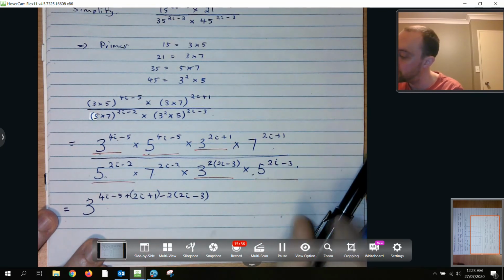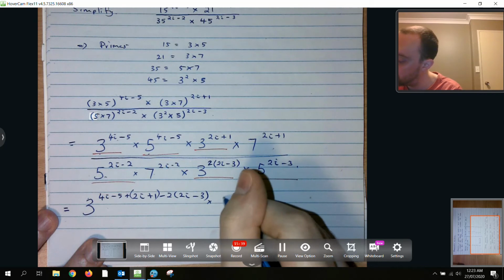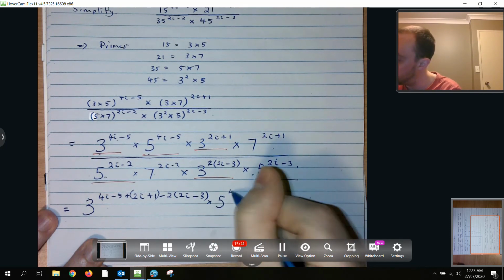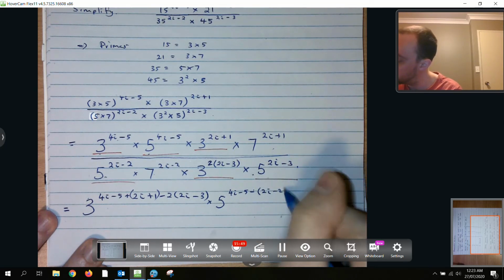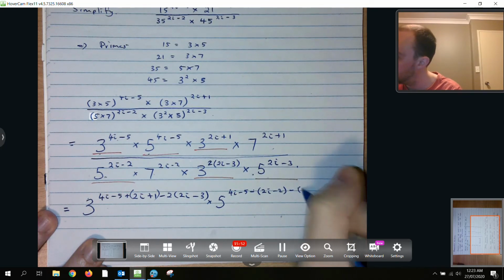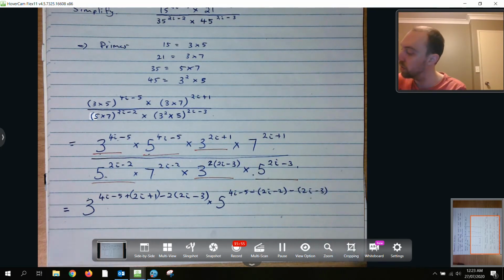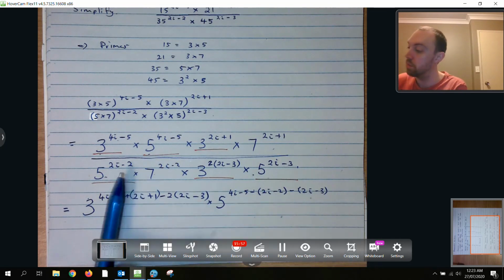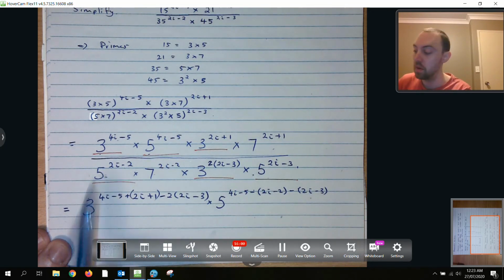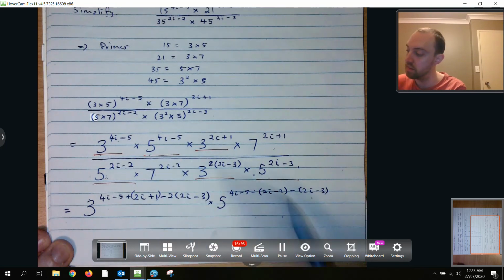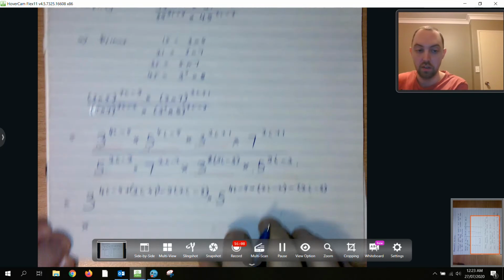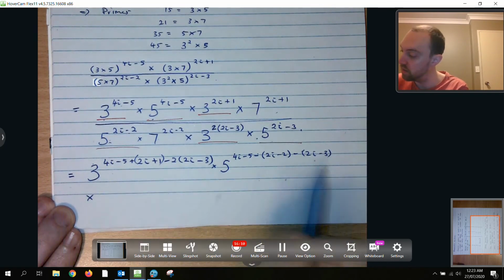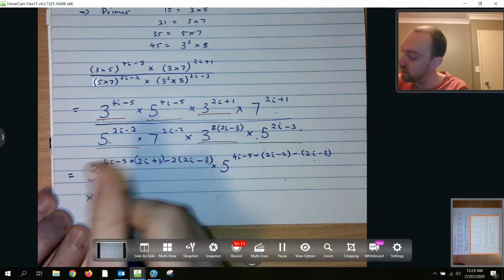Alright, we're going to have times 5 to the 4i take 5 plus, take 2i take 2, take 2i take 3. Because when we're dividing by a number, if they have the same base, then we take the power. Going up the page a little bit here with number 7, this is continuing on, so it's not a new line as such.